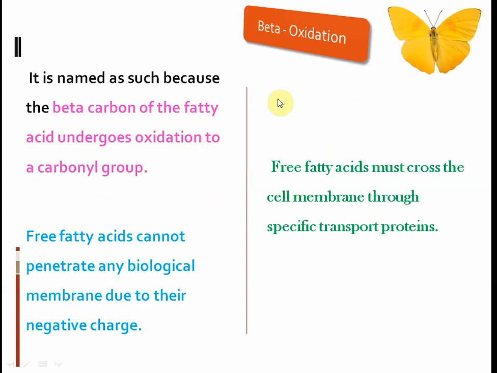Fatty acid beta oxidation is named so because the beta carbon of the fatty acid undergoes oxidation to a carbonyl group. Why repeat? The beta carbon of the fatty acid undergoes oxidation to a carbonyl group. Remember, free fatty acid cannot penetrate any biological membrane due to its negative charge. So negative charge is important over here. Free fatty acids must cross the cell membrane through specific transport proteins.